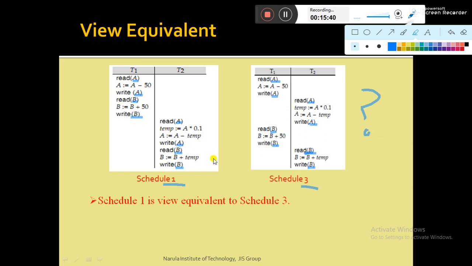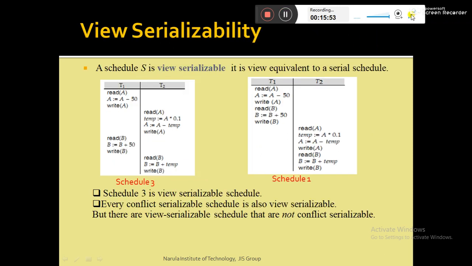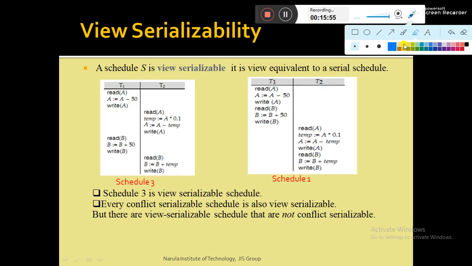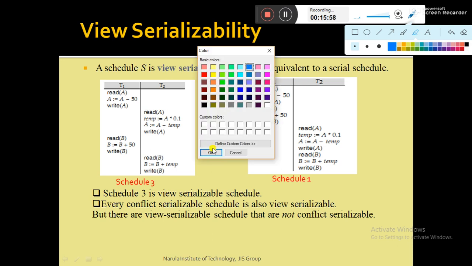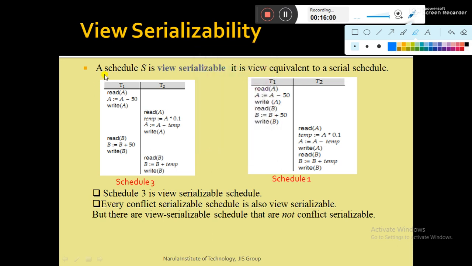So that means for schedule 1 and 3, all the three conditions are satisfied. That is why we can say that schedule 1 and 3 both are view equivalent. Now next, let's discuss the concept of view serializability. When can we say that a schedule is view serializable? A schedule S is view serializable if it is view equivalent to a serial schedule. That means if a schedule S is view equivalent to a serial schedule, then that schedule is termed view serializable.